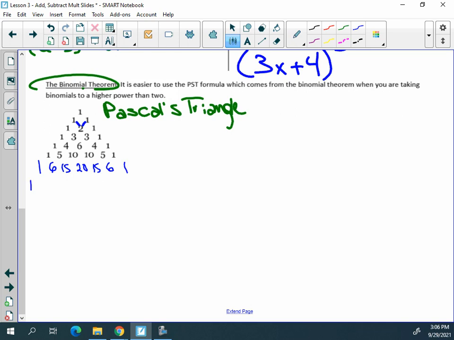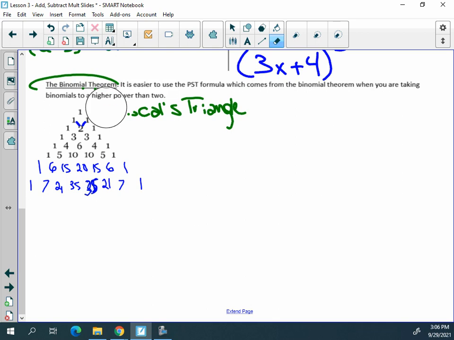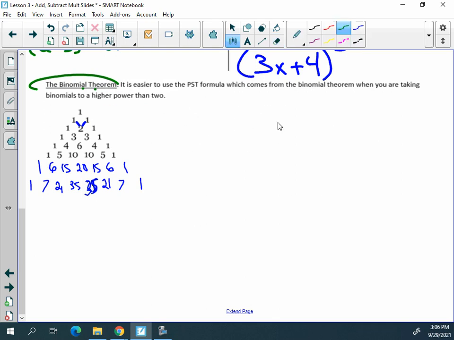It would be 1, 7, 21, 35, 35, 21, 7, and 1. Sorry, that was supposed to be a 35, not a 31. So what does that have to do with what we were just talking about with squaring a binomial? Well, I'll show you. The first layer of Pascal's triangle, this one step, we're actually going to call step 0.